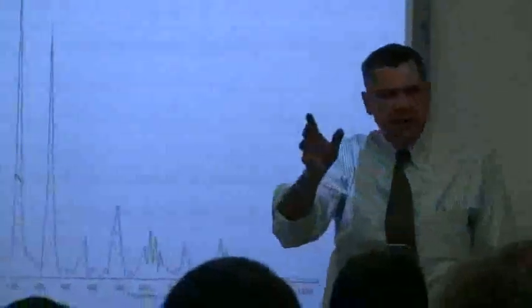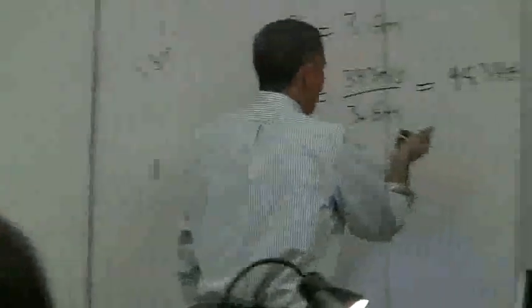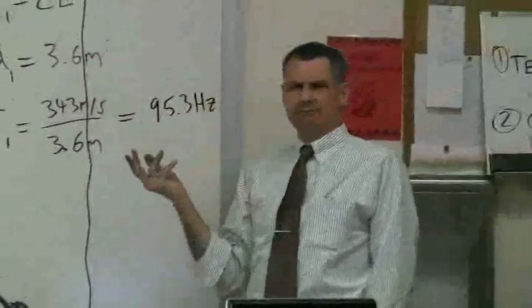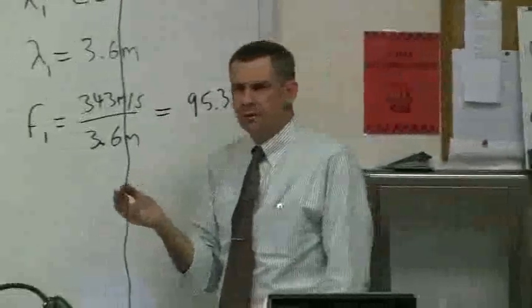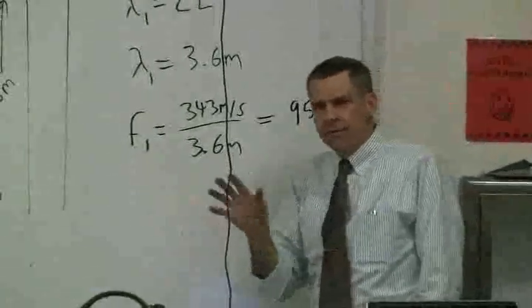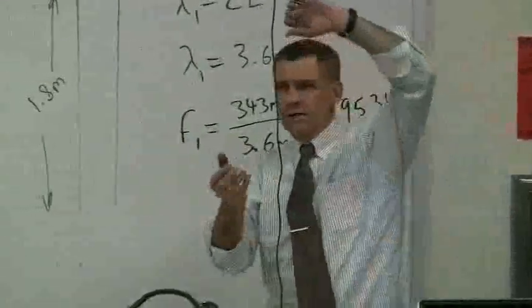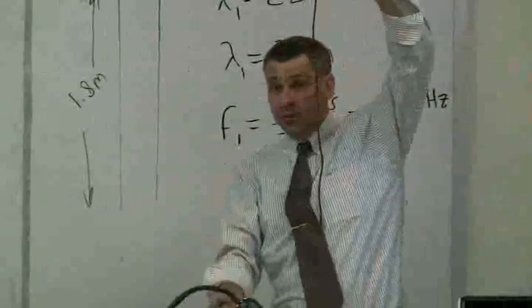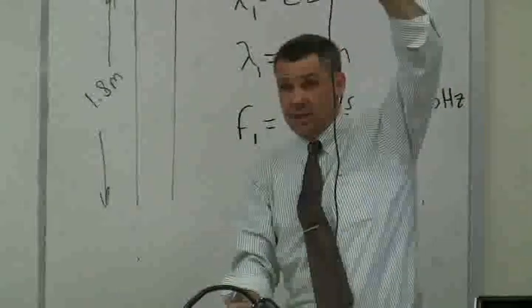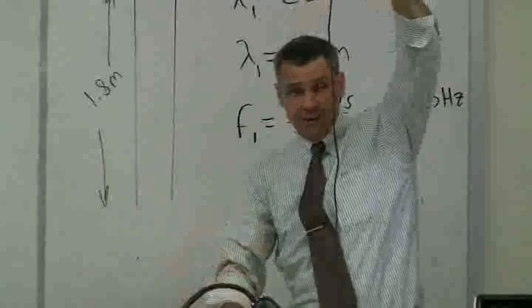Now, real quickly, we calculated it was going to be 95.3 hertz. Well, is that a reasonable error? Maybe it is. Would we expect that? My first inclination, I know the oscillations actually happen just outside the tube, so I'd expect it to be a lower frequency. Right? If the wavelength gets longer, the frequency goes down.